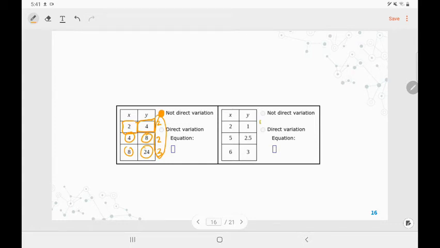1 divided by 2 is 1/2. 2.5 divided by 5 is 1/2. 3 divided by 6 is 1/2. So remember, this was direct variation, and in order to write an equation, y equals mx is the format I'm going to fill out, and I'm going to replace the m with my slope. So y equals 1/2 x.